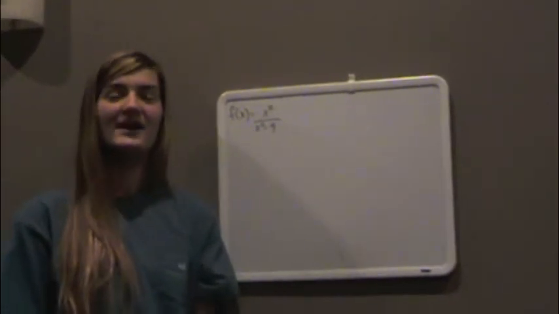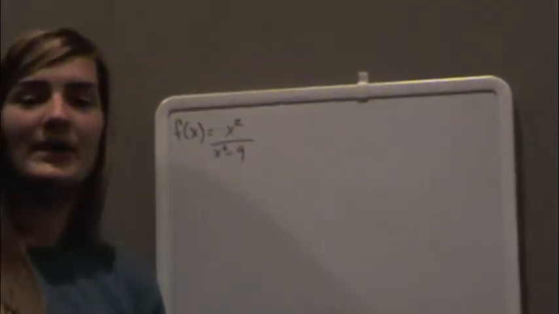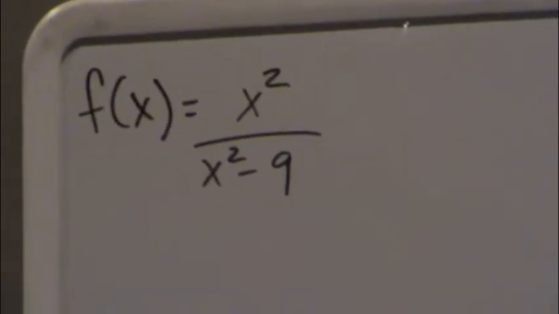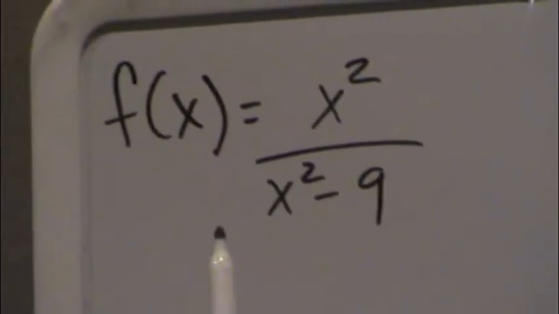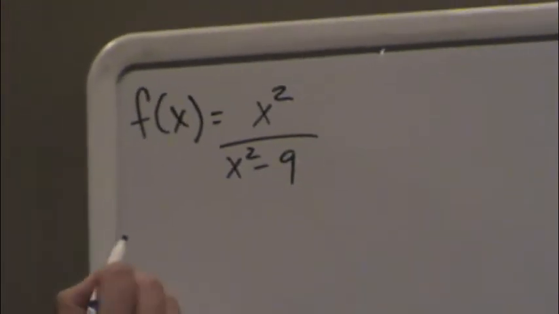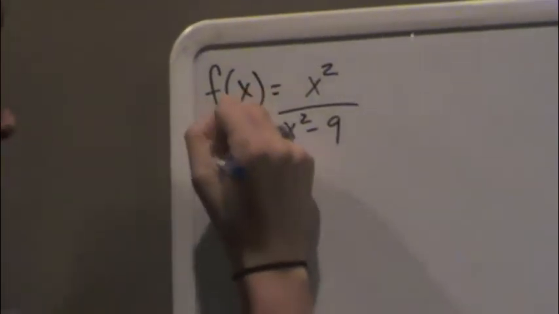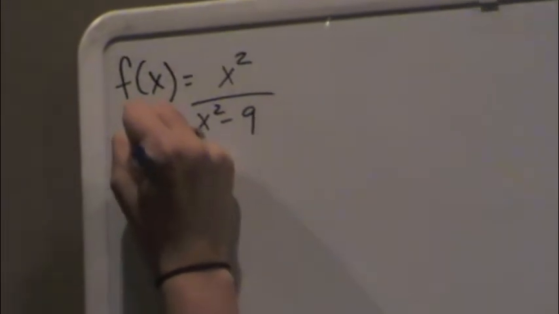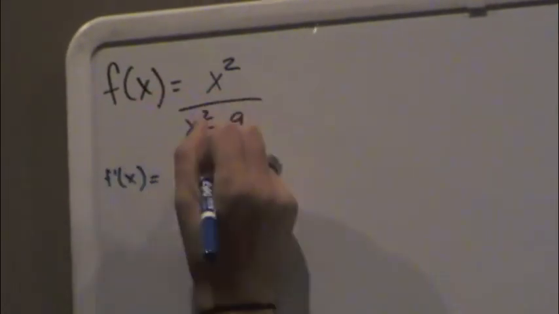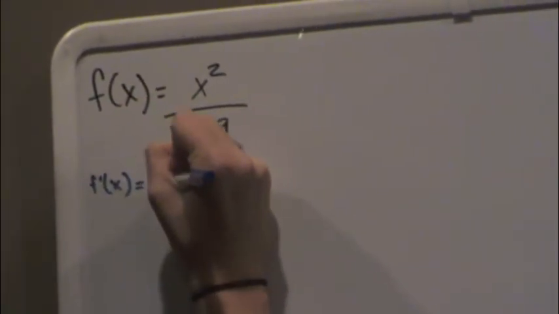The concept is finding increasing and decreasing regions on a graph by using the first derivative test. So you have a function. The first step you want to do is find the derivative of that function, and we can use the quotient rule here. So f prime at x, you keep the bottom and derive the top.